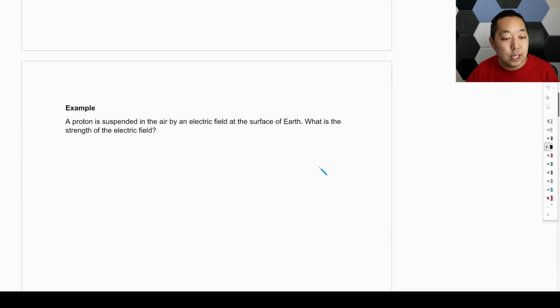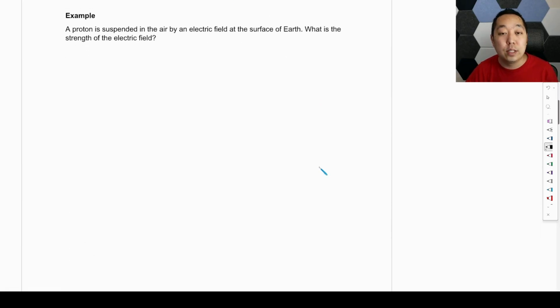Okay, so let's go through an example of how we would do problems related to electric fields. We have a proton, which is a positive charge. It has an elementary charge e, and we'll say mp is the mass of the proton. It is suspended in the air by an electric field at the surface of the Earth. What is the strength of the electric field? So it's suspended, and we're going to draw our free body diagram.